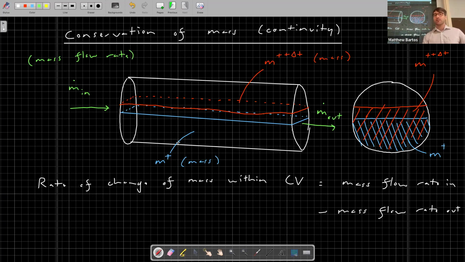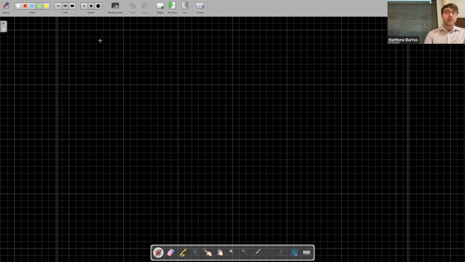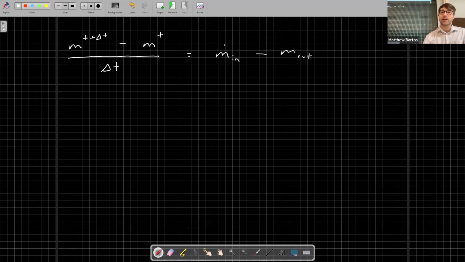So let's write out our conservation of mass mathematically in terms of these variables we have defined here. We have the time rate of change of mass has to equal the mass flow rate in minus the mass flow rate out. We can express that as follows. We have the mass at time t plus delta t minus the mass at time t divided by our time increment delta t has to equal the mass flow rate in minus the mass flow rate out.